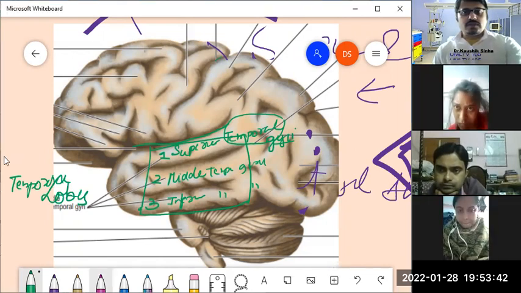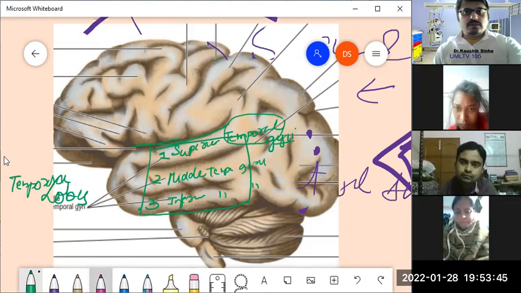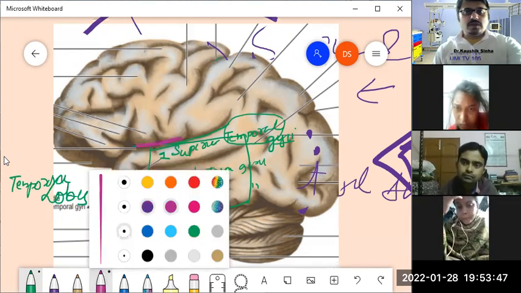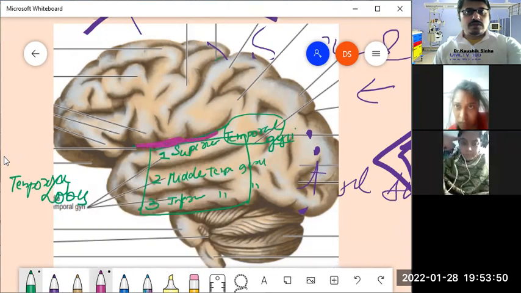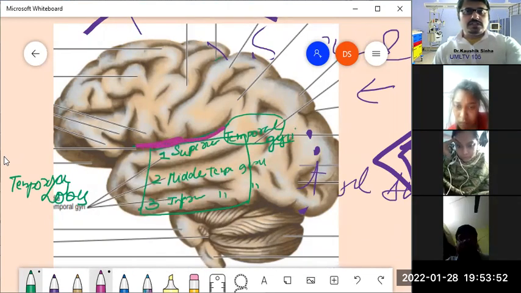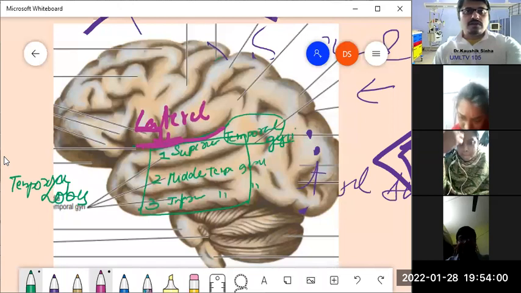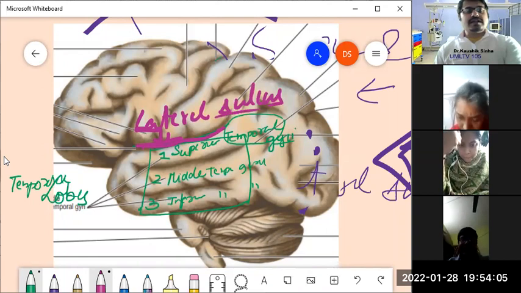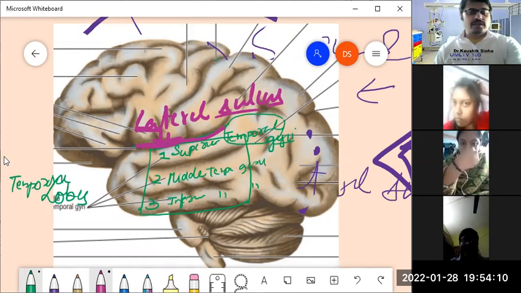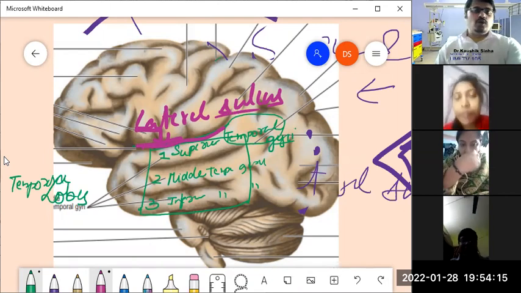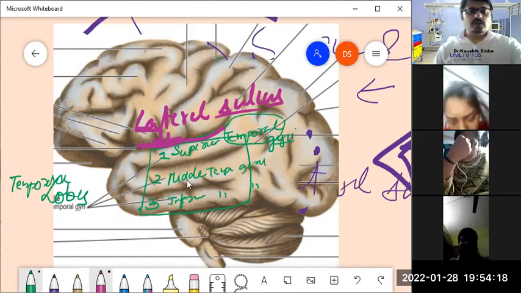Let me draw the sulcus. I'm drawing the sulcus in a different color. Now, this particular sulcus is known as what? Lateral sulcus. So the lateral sulcus separates the temporal lobe entirely from the rest of the brain, or from the top of the brain.